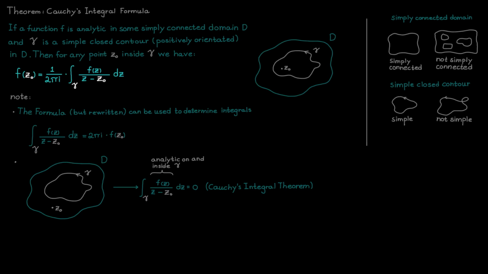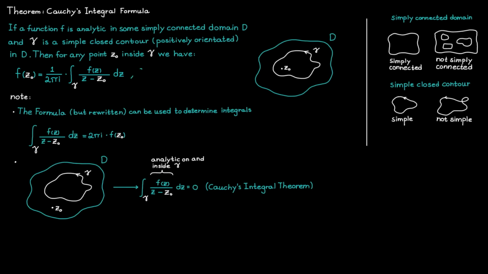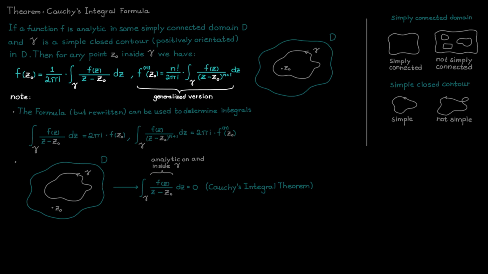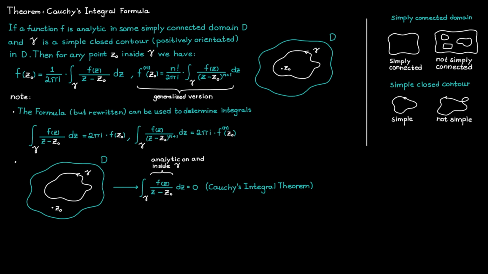By taking the derivatives of this formula, we get the following, which is called the generalized version of Cauchy's integral formula, which we can use to determine the value of a function's derivatives for points inside of gamma. And note here that if you let n be equal to 0, we get back the standard version of Cauchy's integral formula.